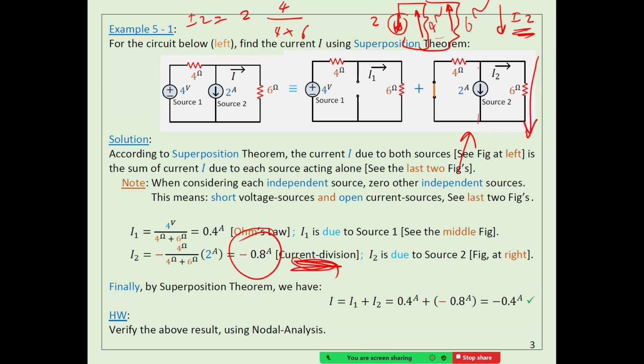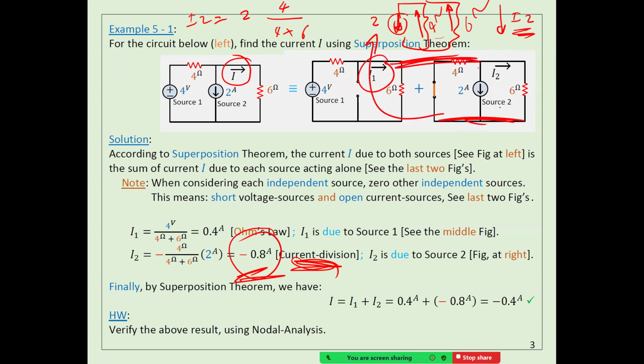I'm assuming I2 goes this way because I is this way, so I1 goes this way and I2 goes this way. But for this circuit, the current will come this way, and that's why I2 here is negative. Again, you can do it in different ways; if you want to use Kirchhoff current law or Kirchhoff voltage law, whatever you do, it's okay, but this is just the easy way. The most difficult part here, and I wish you learn it, is just to understand.